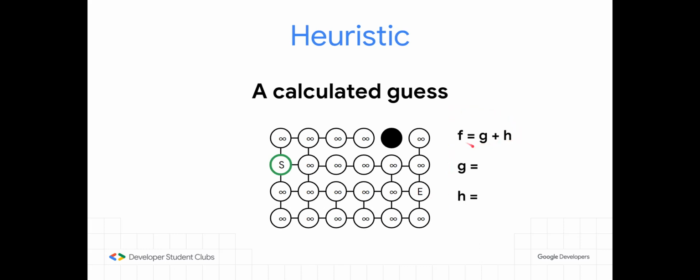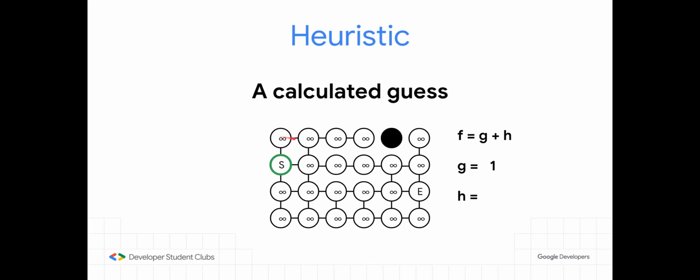So we have f equals g plus h. G is the distance from a certain node to our start node. We already know that using Dijkstra's though. So say that we move up here to this node at the very edge of the maze. We know that the distance from start to here is 1. So we can just put a 1 here for now. We already know how to calculate this. But how do we calculate the h?